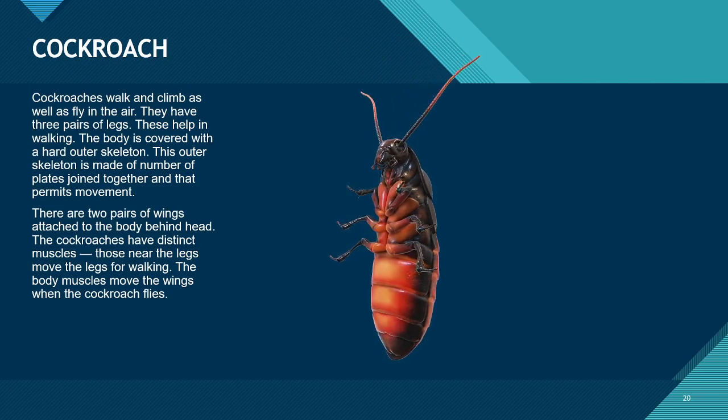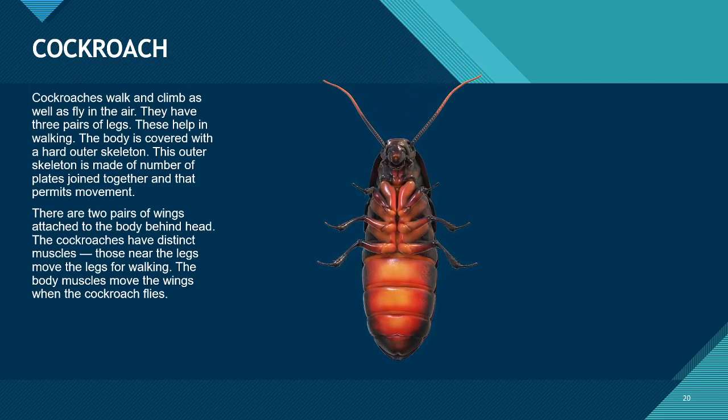There are 2 pairs of wings attached to the body behind the head. The cockroaches have distinct muscles. Those near the legs move the legs for walking. The body muscles move the wings when the cockroach flies.